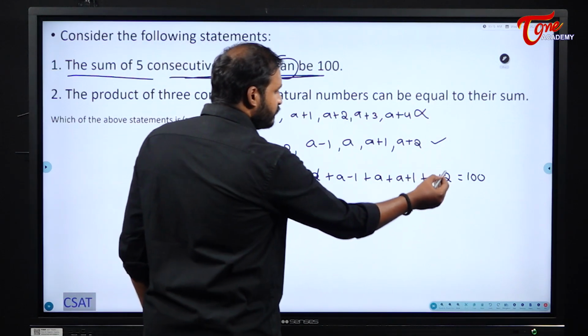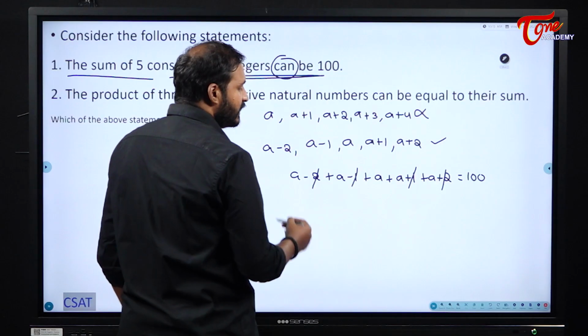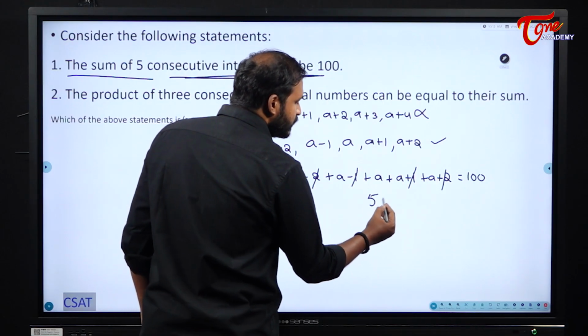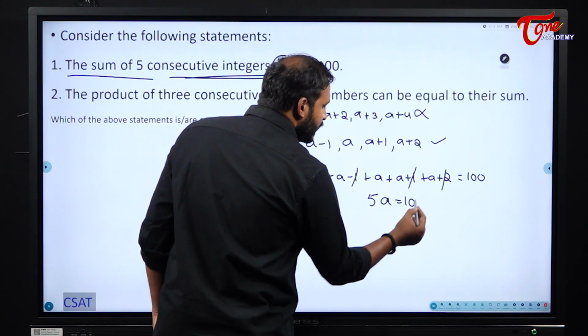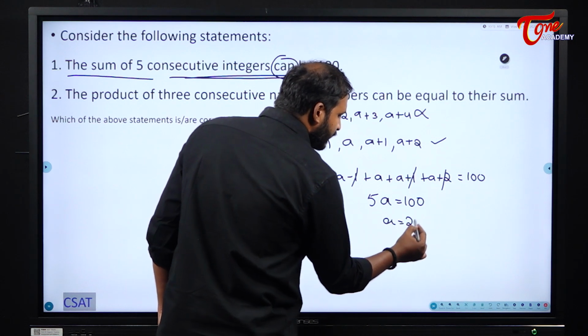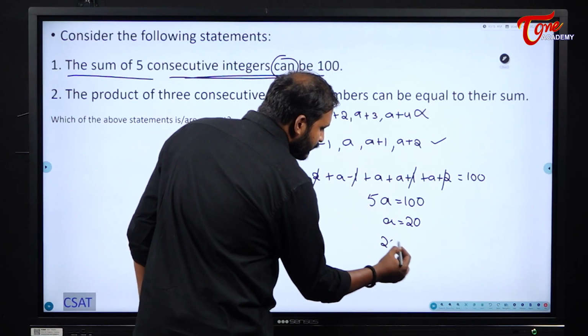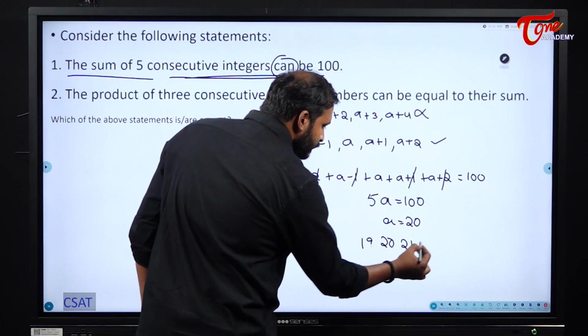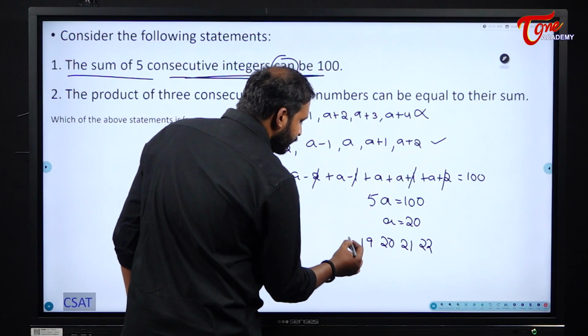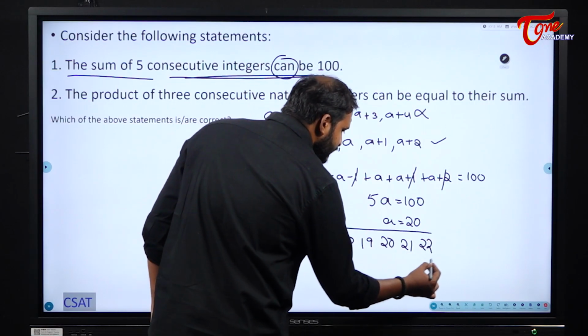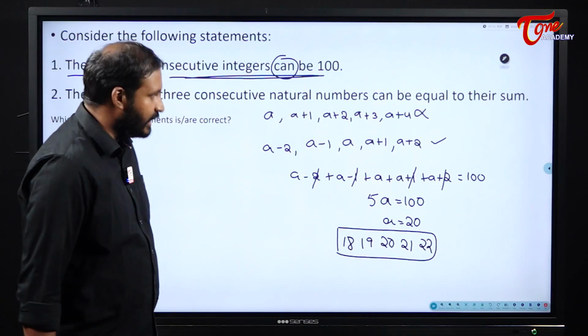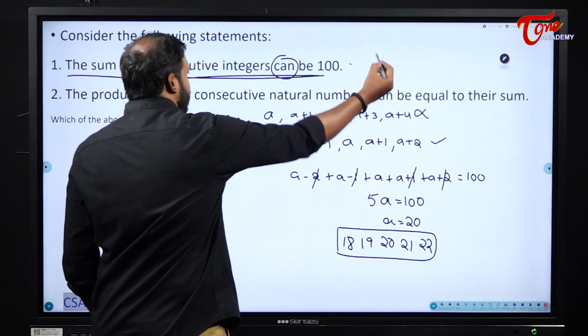So minus 2 and plus 2 will get cancelled, plus 1 and minus 1 will get cancelled. I will be left with only a's. So 5a is equal to 100. What will the value of a become here? 20. The value of a is 20. So now what happens to my numbers? 20, 21, 19, 22 and 18. Yes, the sum of 5 consecutive integers can be equal to 100. Yes, the first statement is correct.